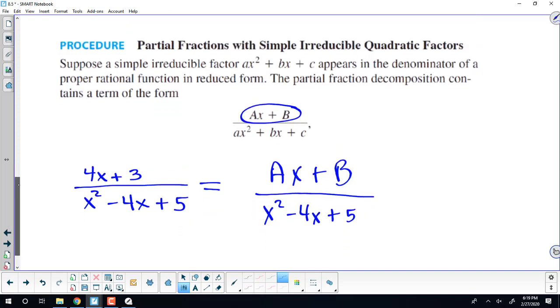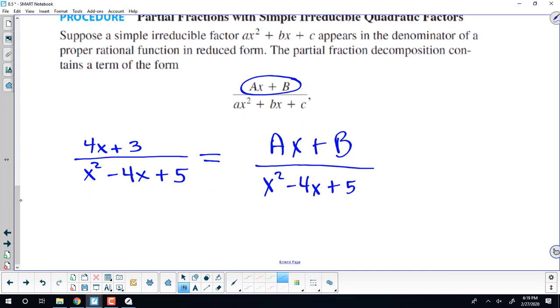We don't see any repeated irreducible quadratics, but if we did, it's kind of the same pattern. Like if this were squared, we would have ax plus b over that thing to the first, and cx plus d over that thing squared. So it's the same pattern as the repeated linears would take, but we don't encounter those, so I'm not going to write any of that down. Yeah, those are the procedures for the particular factors in the denominator.